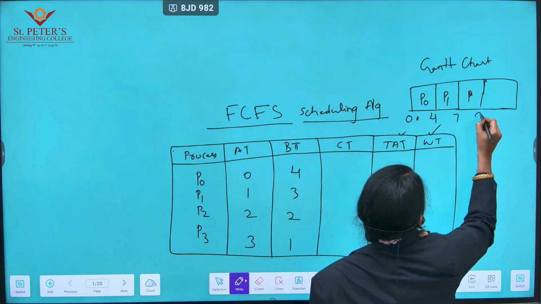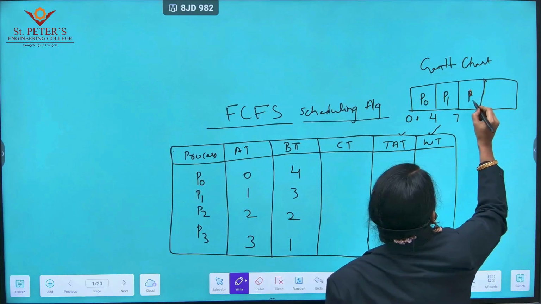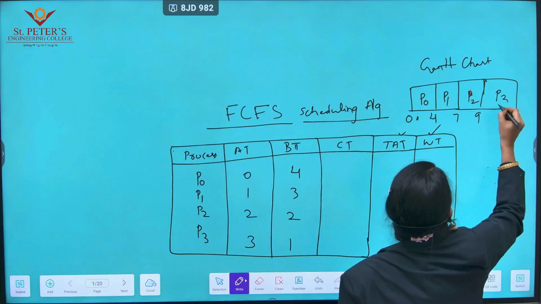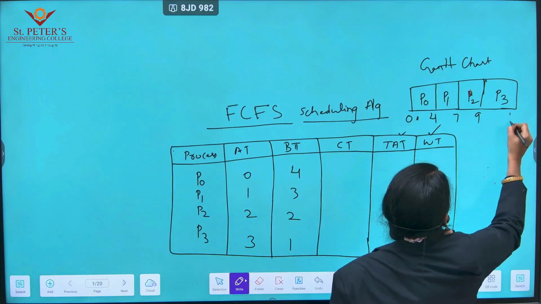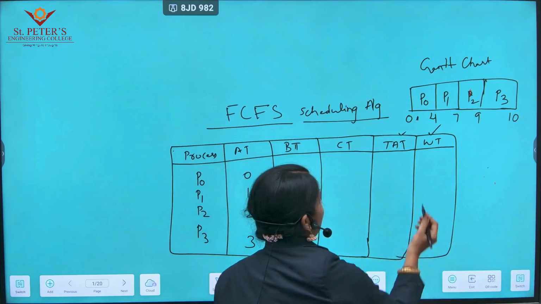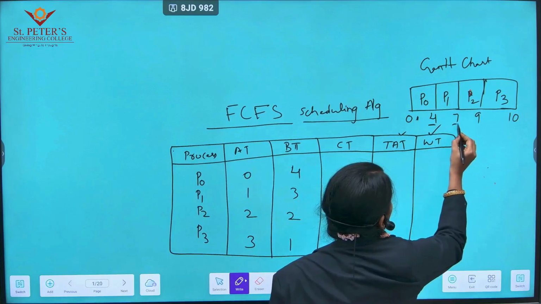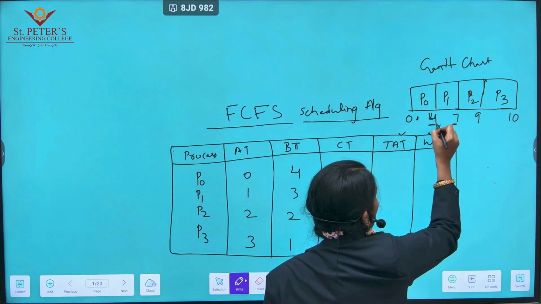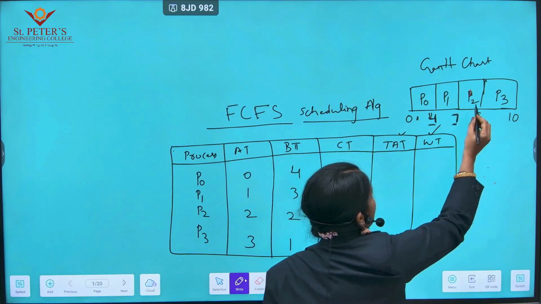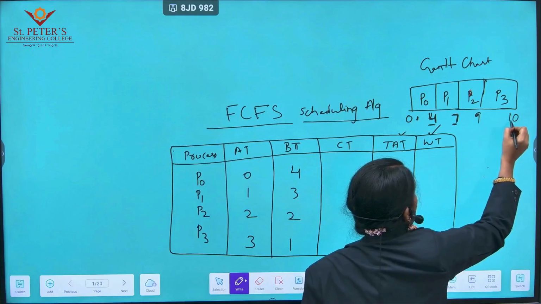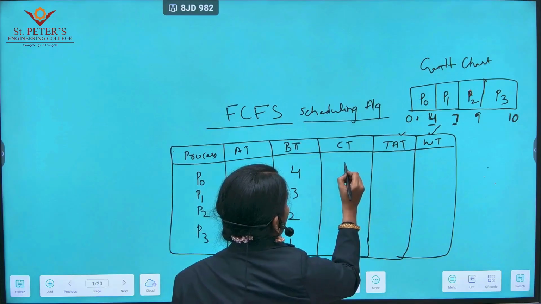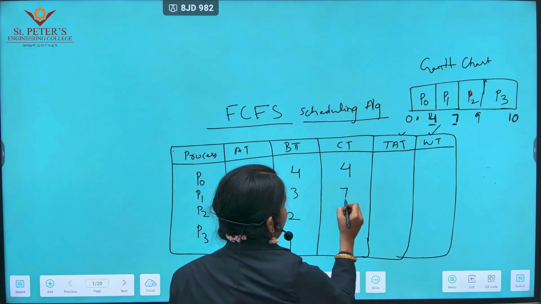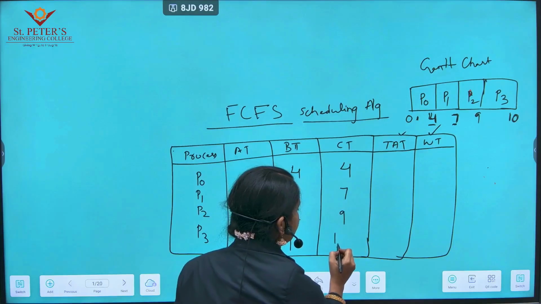10 plus 2, that is 9, and P3 9 plus 1, that is 10. Okay. So this is the completion time. P0 completion time is 4, P1 completion time is 7, P2 completion time is 9, and P3 completion time is 10. So P0 is 4, 7, 9 and 10.